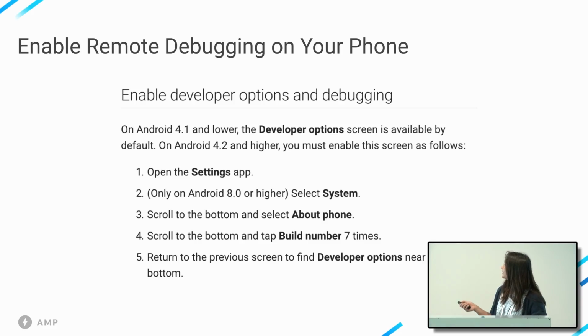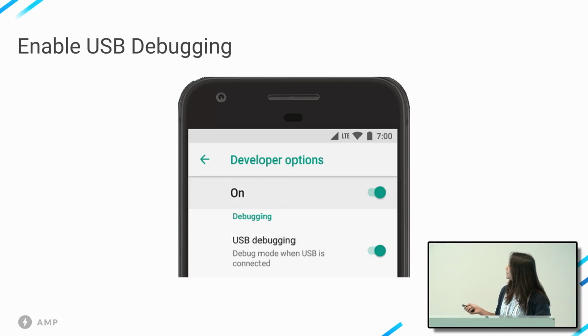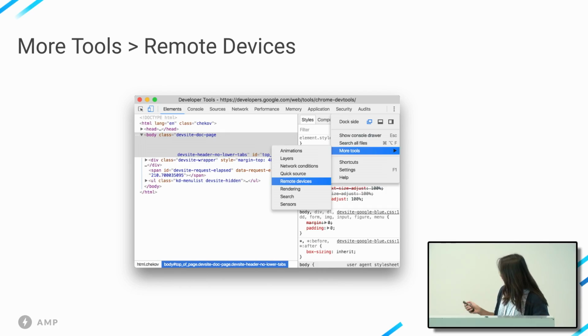I guess the first thing here is you have to enable remote debugging on your phone. There are some pretty good instructions on Google about this, but TLDR is you have to tap a build number 7 times, and then developer options show up, and then you basically turn developer debugging on and USB debugging on. And now you connect that to your computer with a USB, and then you have this in Chrome Developer Tools.